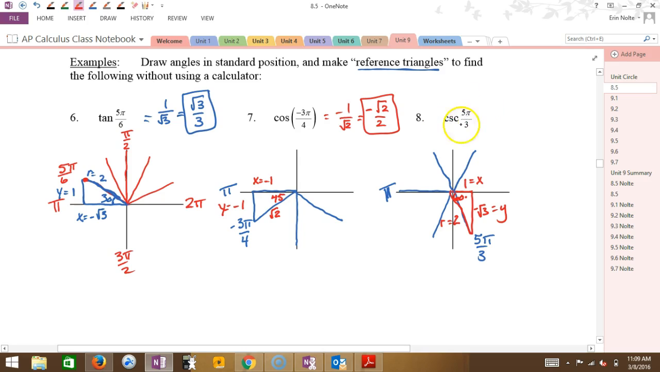Cosecant, which is the reciprocal of sine, is going to be r over y. So in this case I have 2 over negative square root of 3. If I simplify that, that becomes negative 2 square root of 3 over 3.